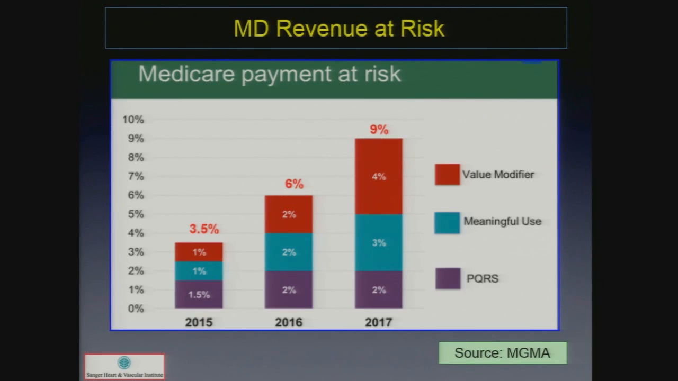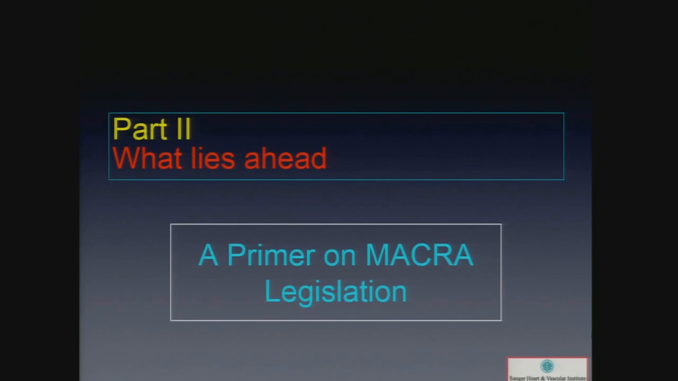So whether you're aware of it or not today in terms of physician fee schedules and so forth, up to 9% of what we bill is tied to some one of these programs. And this is where we stand today just in terms of what's at risk.